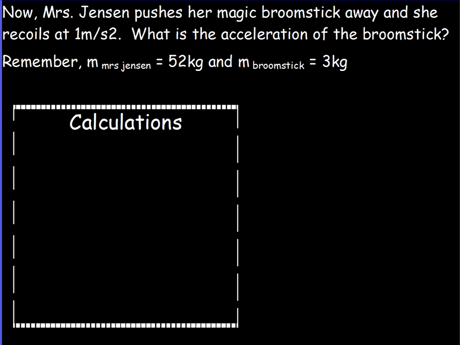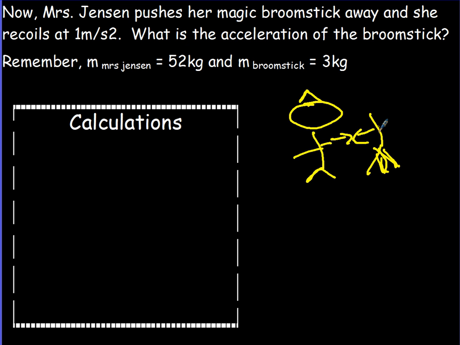Alright, Mrs. Jensen pushes her magic broomstick away, and she recoils at 1 meter per second. What's the acceleration of the broomstick? Now, this is an action-reaction problem. Let's get the picture here. Here's Mrs. Jensen. Here's her hat. And here's the broomstick. Mrs. Jensen is pushing, the broomstick is pushing back. This is an action-reaction pair. The force of Mrs. Jensen on the broomstick is equal and opposite to the force of the broomstick on Mrs. Jensen.